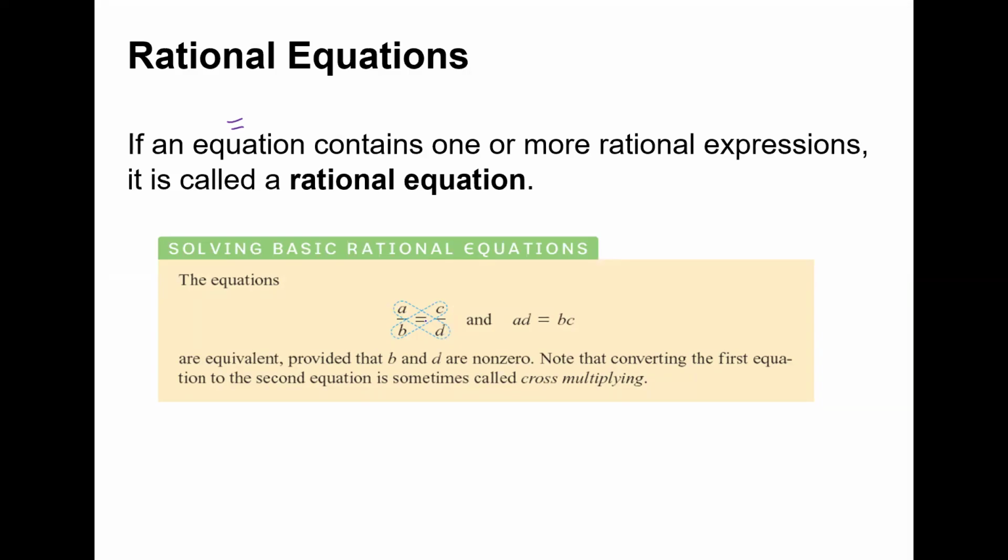Now, they can be solved by doing the cross product. Basically we take A times D equals B times C, and that's usually the easiest way to solve those. Here, B and D have to be non-zero because we can't divide by zero. What we're doing is converting a rational equation into one that we can easily solve in normal ways. It depends on what the variables and numbers are, but we can usually solve that pretty easily.